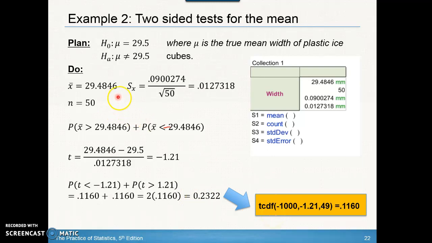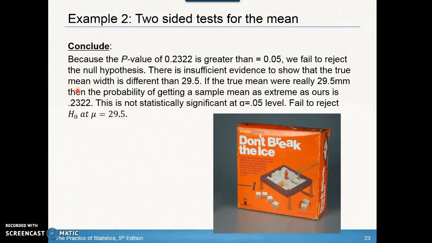Make sure that you state the degrees of freedom here. This should say degrees of freedom equals 49. All right, so what's the conclusion? Because the p-value of 0.2322 is greater than 0.05, we fail to reject the null. There's insufficient evidence to show that the mean width is different than 29.5. Interpretation of the p-value: if the true mean really were 29.5, the probability of getting a sample mean as extreme as ours is 23.22%.